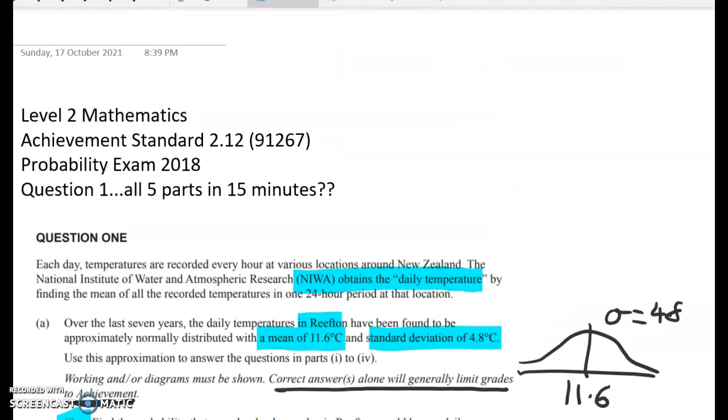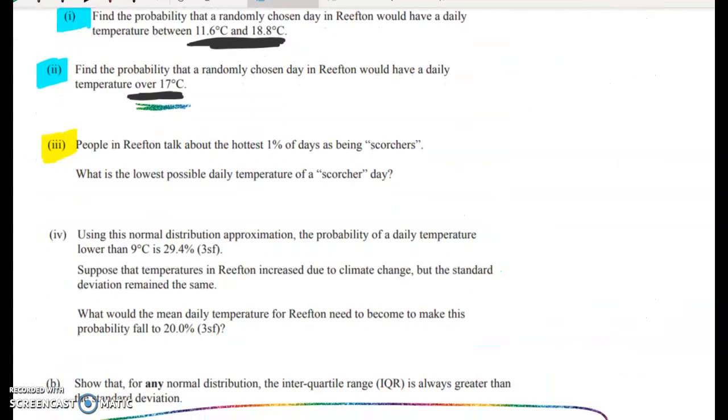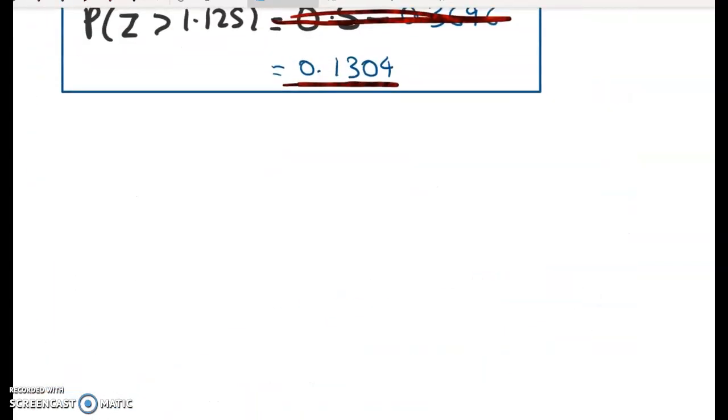Let's see, where's it gone? Okay, part 3, the yellow one. People in Reefton talk about the hottest 1% of the days as being scorchers. What is the lowest possible daily temperature for a scorcher day? So this is an inverse normal problem where we're looking to work backwards.